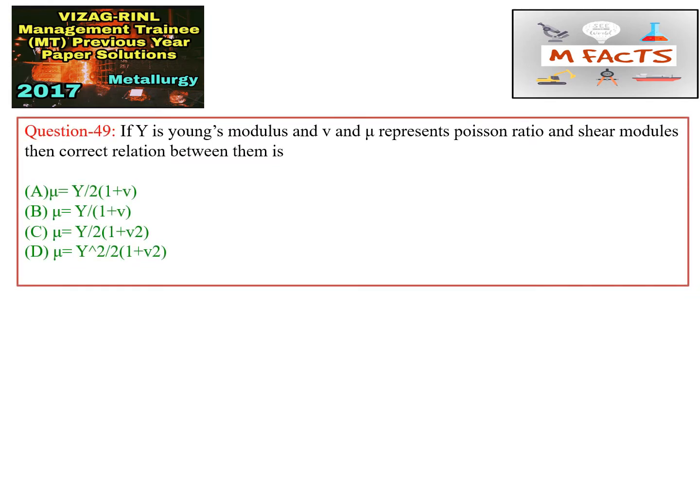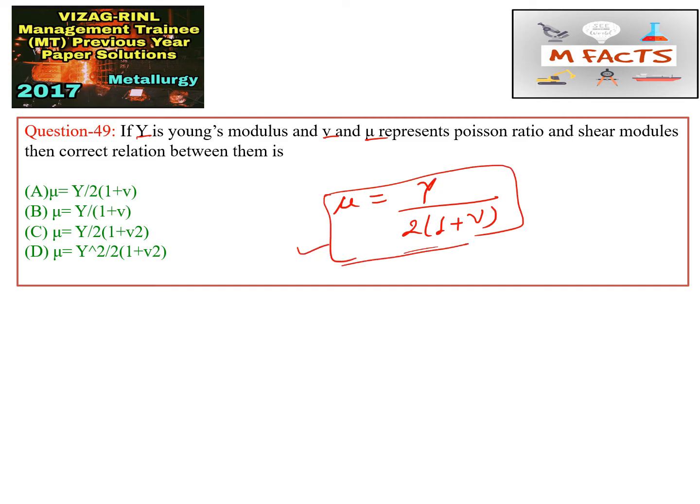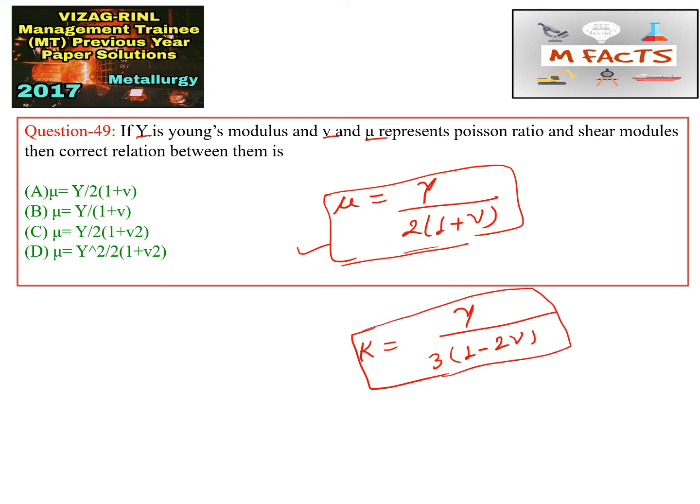Next question is, if gamma is Young's modulus and nu and mu represent Poisson ratio and shear modulus, then the correct relation between them. I am writing here two correct relations, that is mu is equal to gamma by 2 times (1 plus nu). Nu is basically Poisson's ratio. So this is one term, and the other term, that is bulk modulus, we can also relate through Young's modulus and Poisson's ratio. So this is gamma by 3 times (1 minus 2 nu). These are the two very important terms. You must remember these things for exam purposes.